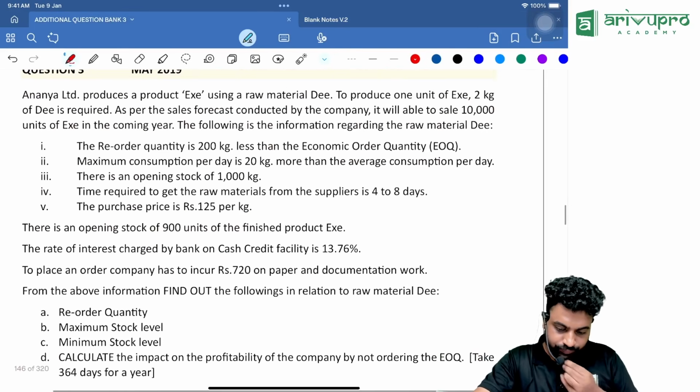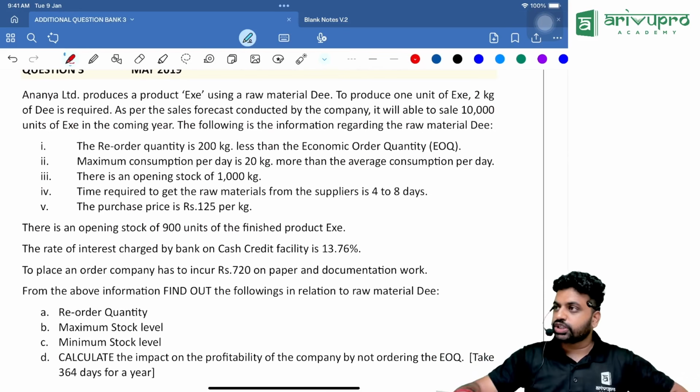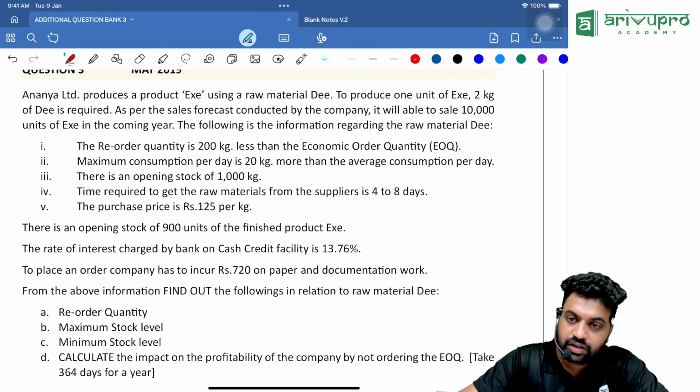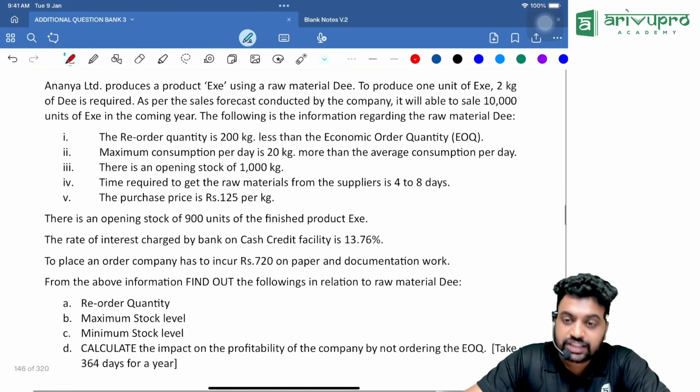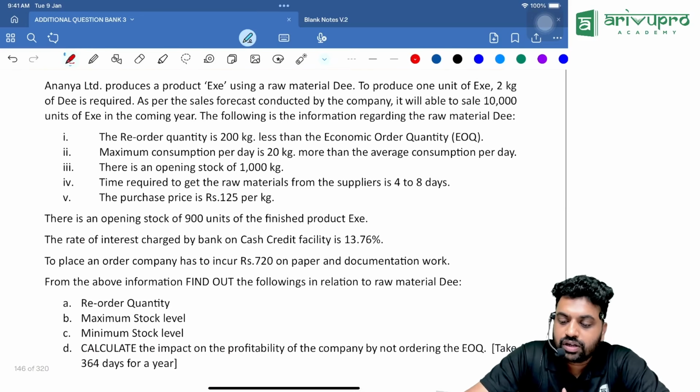Third one. Third one is a nice question. Concentrate. Actually, RTP all questions are nice in this. Concentrate.